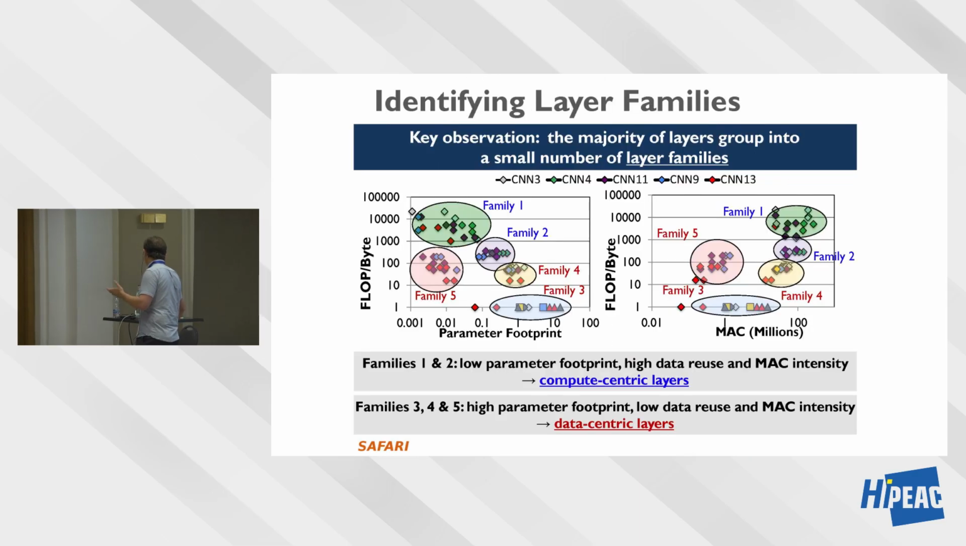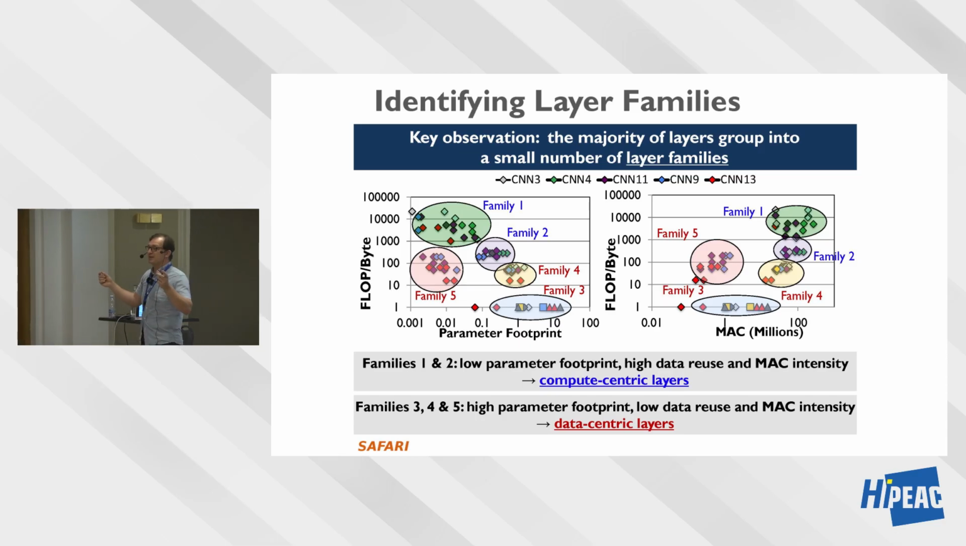Okay, how do you identify layer families? Essentially, we do some profiling, and we look at arithmetic intensity and parameter footprint and the number of multiply and accumulate operations. And these are the families we came up with, essentially using clustering. And different families get routed or scheduled onto different types of processors or accelerators. Again, there's a lot more detail over here, but I'm giving you the higher level insight.